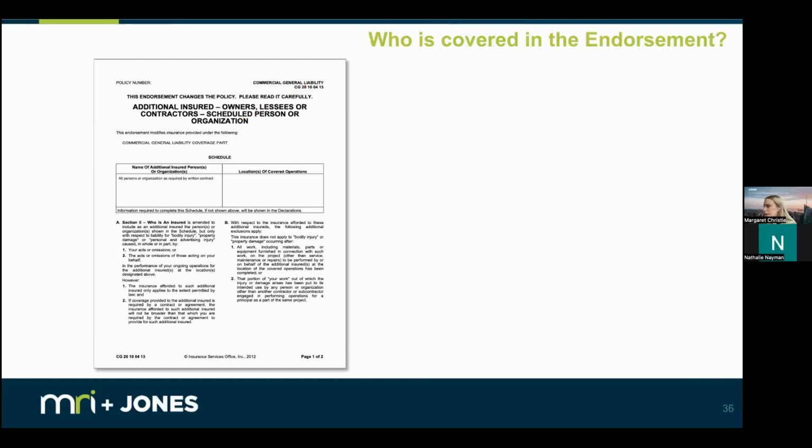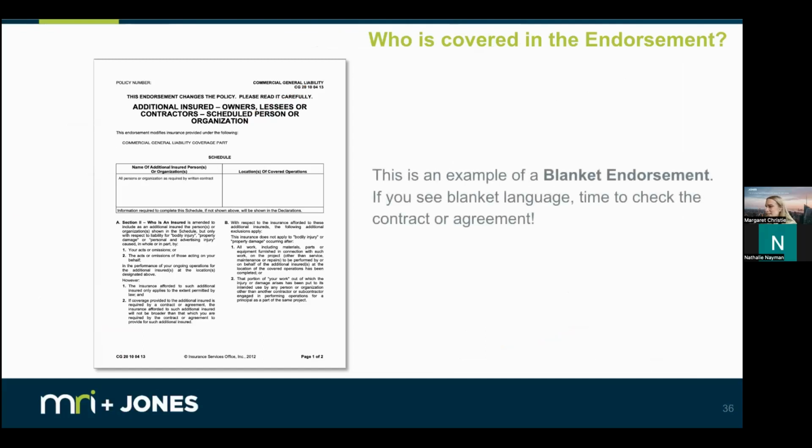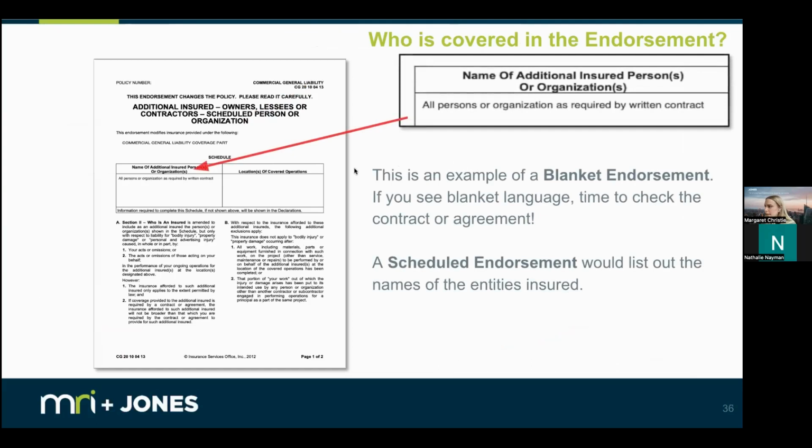So in an endorsement, we want to know also who is covered. So in this case, this is an example of a blanket endorsement. You can see it says all persons as required by written contract here. So if you see a form that says it has blanket language in it, you would want to go then look at the underlying contract to see who is covered. So if you had a form from a vendor and it said all persons or organizations as required by written contract, and you had a contract with that vendor, then you would be good to go. If you do not have something like that in place, then you would definitely want to make sure it's there.